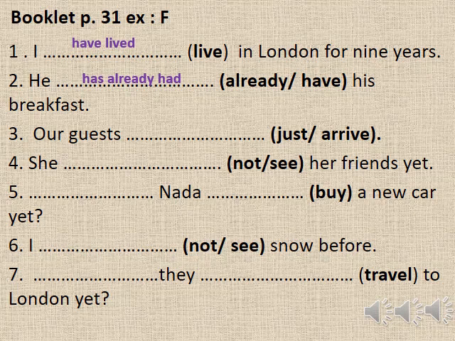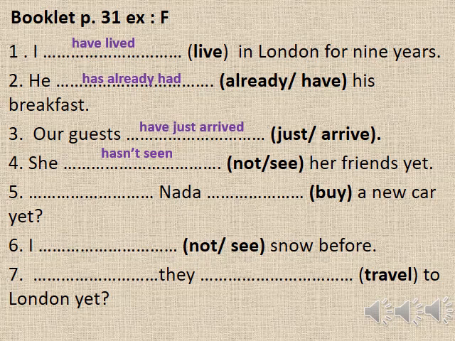Number 3, our guests just arrived. As we said, we put just between have or has and the past participle of the verb. So the answer will be, our guests have just arrived. Number 4, she not see her friends yet. So this one is negative. So the answer will be, she hasn't seen her friends yet.